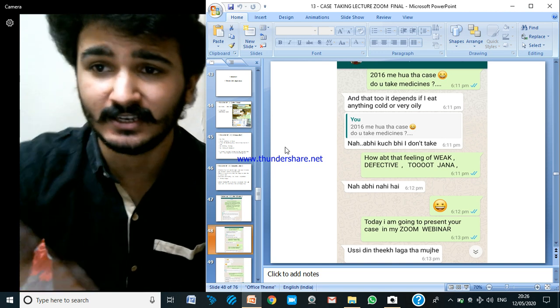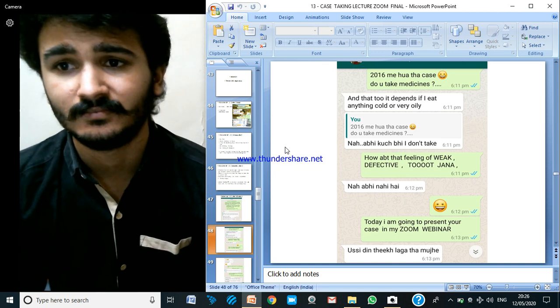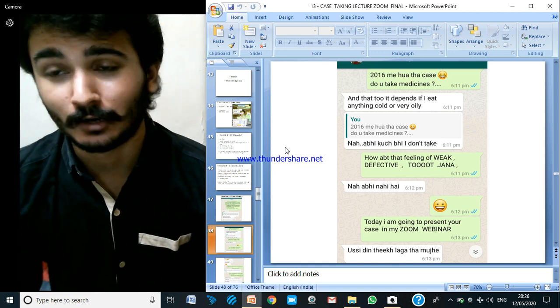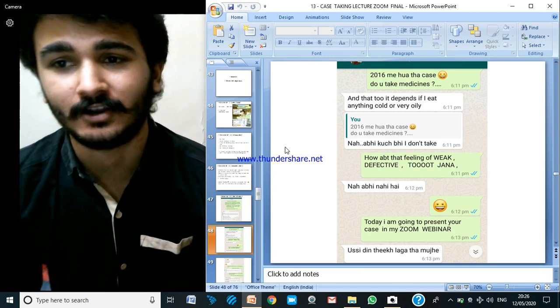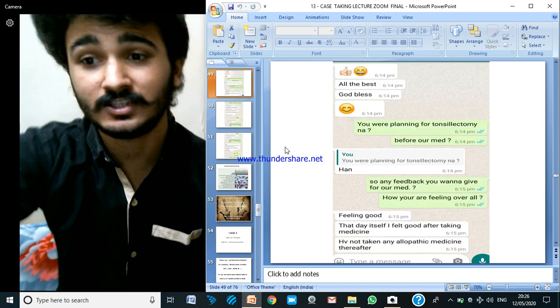Do you take medicines now? She said, no, I don't take any. And the problem also depends on whether I take anything cold or anything oily. Abhi nahi hai. उस दिन ही ठीक लगा मुझे.